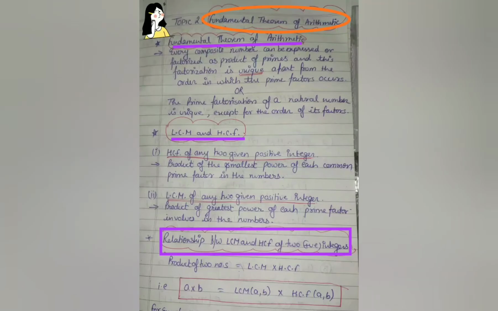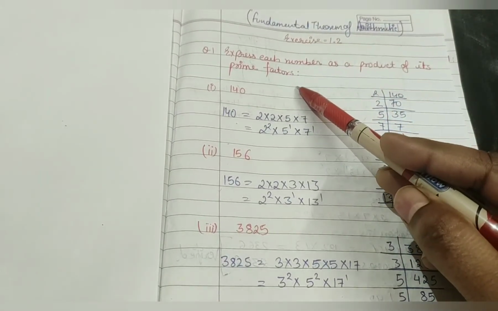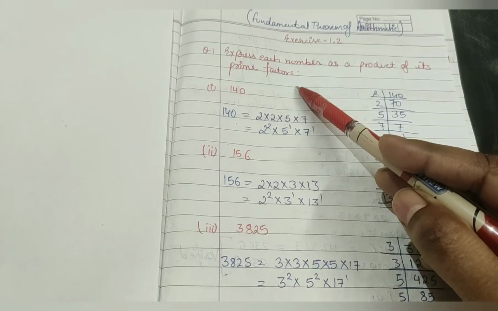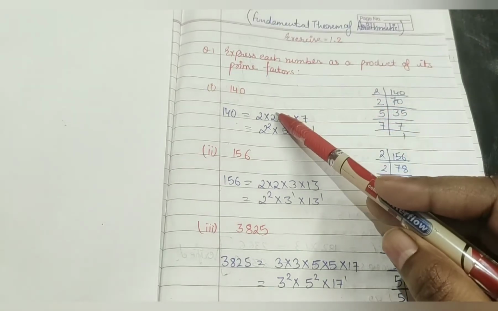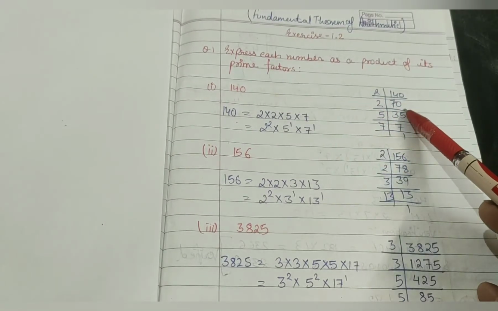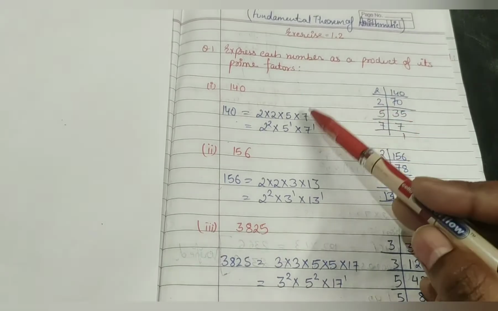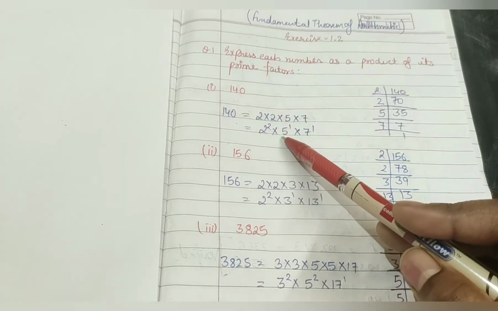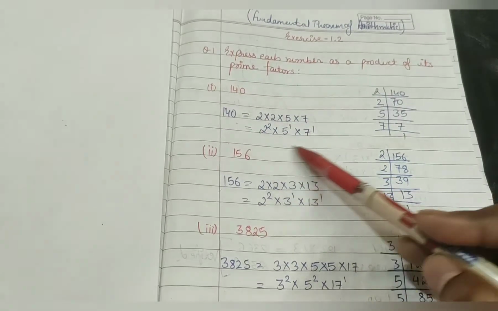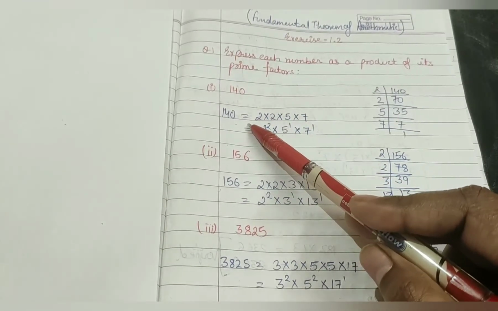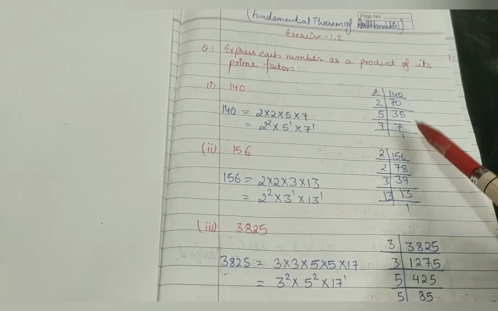Now let's begin. In the second exercise, see the first question: express each number as a product of its prime factors. Everybody knows how to find the prime factors. So here the very first part is 140, and the prime factors of 140 are 2, 2, 5 and 7. So here we can rewrite it as 2 square into 5 raised to the power 1 into 7 raised to the power 1. So these are the prime factors of 140. And this method is known as the prime factorization method.